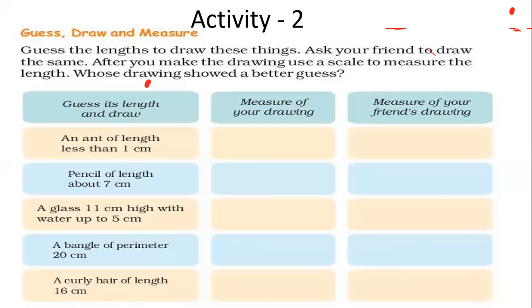Similarly, you assume something and an approximate length, then both draw the drawing without looking at it. Actually, this we do in the offline class, because you will be in front of me. I will ask, assume and draw, you will draw and I will compare. Since you are at home, it is better to do it as a group activity. 2 students can do it. Here I have mentioned many things: pencil, ant, bangle. You can take any other things also.